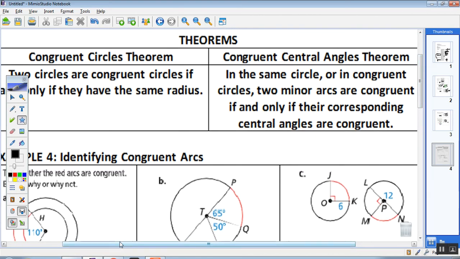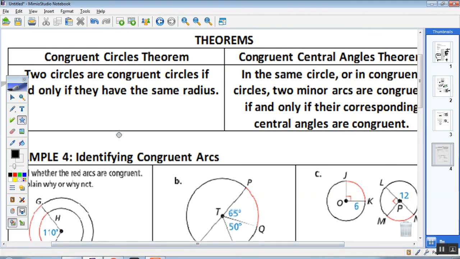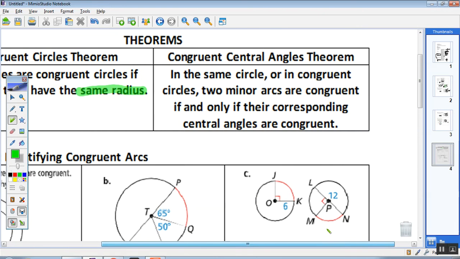Congruent circles theorem. It says two circles are what, kids? If they have the same radius, okay? Remember that. It's really saying circles are only congruent if they're the same size, right? Okay, somebody want to read this congruent central angles theorem for me? In the same circle or in a congruent circle, two minor arcs are congruent if and only if their corresponding central angles are congruent. Okay, so let's talk here real quickly, kids.